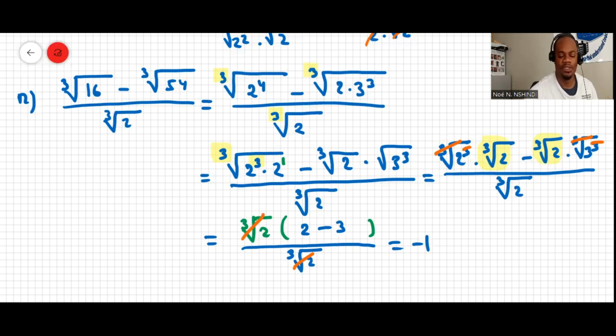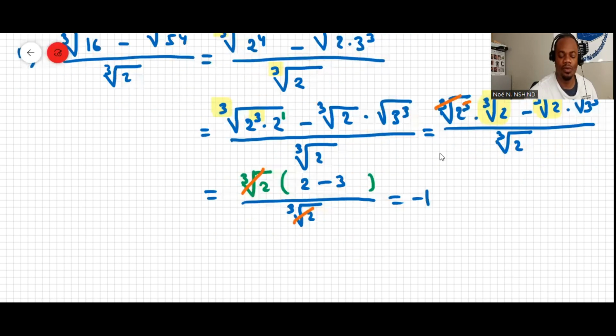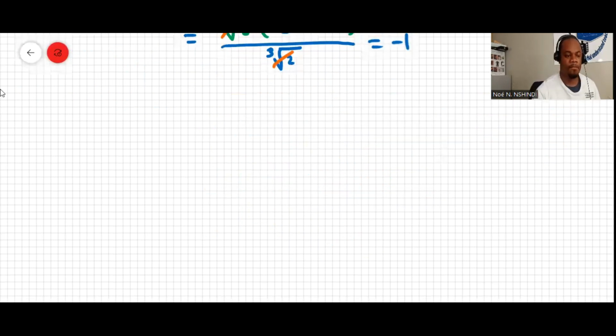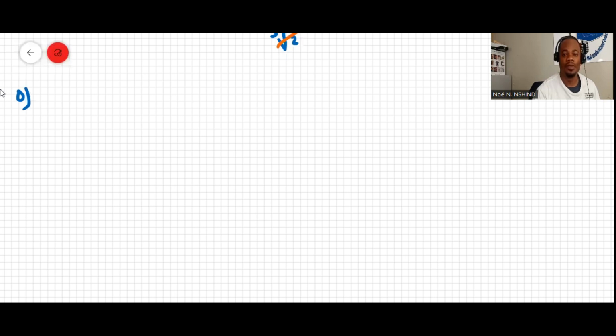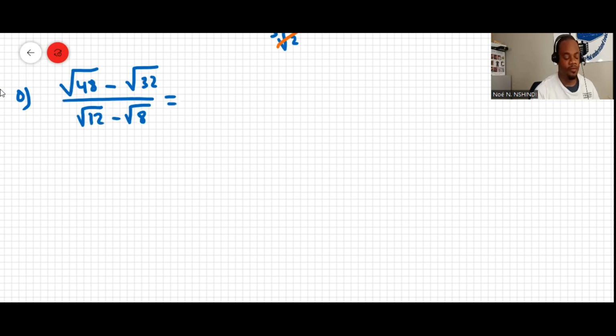That was question n, and we can also do question o. That is the square root of 48 minus the square root of 32 over the square root of 12 minus the square root of 8. And then 48 in terms of its prime factor, this will be 3 times 2 to the power of 4, okay?